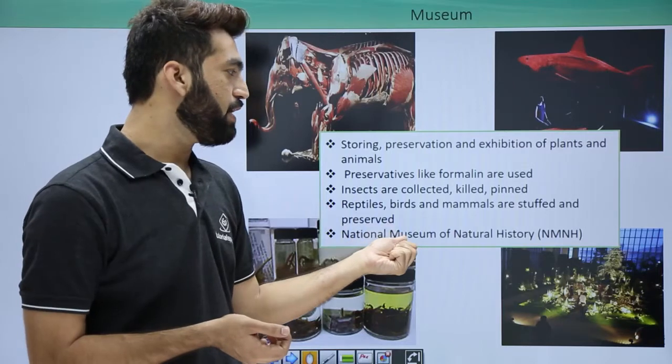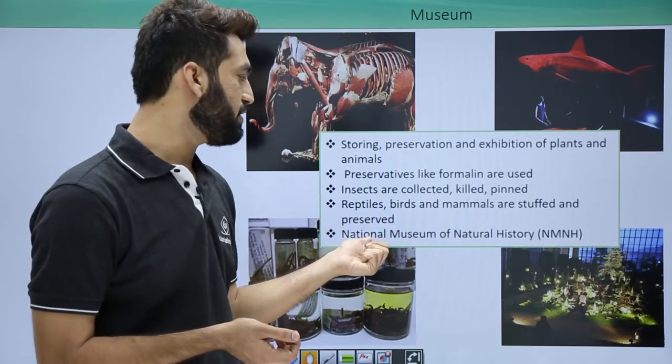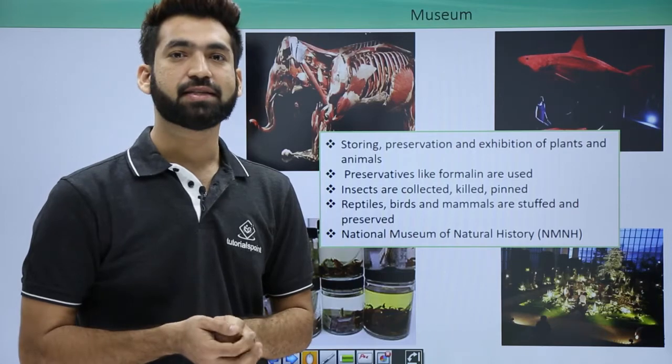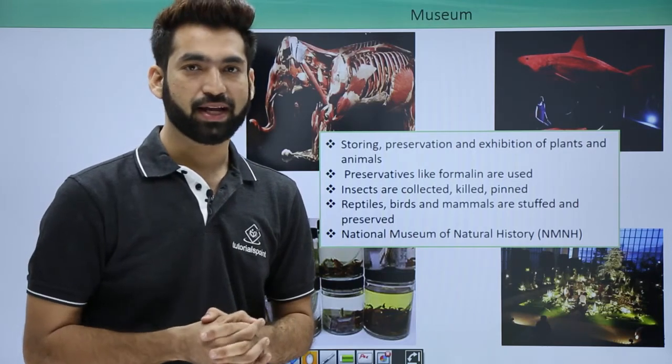One among the famous museums is at Delhi, which is the National Museum of Natural History. In the next class, we'll be discussing the fifth taxonomic aid, called key.